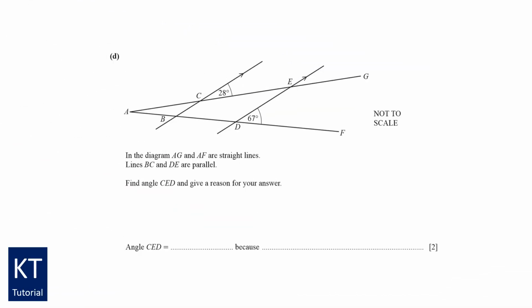Question 4d. In the diagram, AG and AF are straight lines. Lines BC and DE are parallel. Find angle CED and give a reason for your answer. Angle CED equals 28 degrees because it's an alternate angle with 28 degrees.